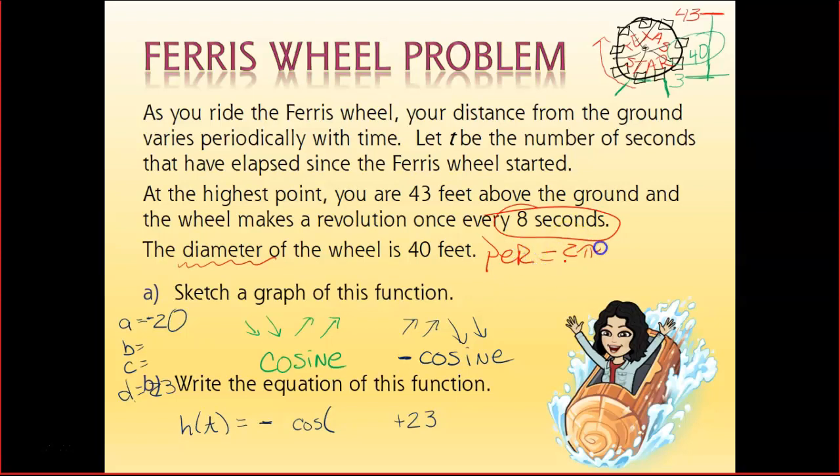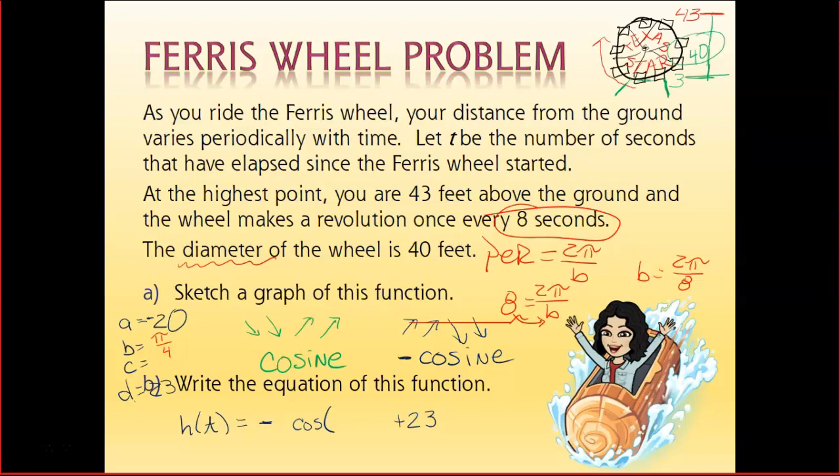My period is always 2 pi over B. I know that this is 8 equals 2 pi over B. To find the value of B, I switch these two bad boys right there, and I say that B is equal to 2 pi over 8. Can I reduce? Sure I can. 2 pi over 8 gives me pi over 4.